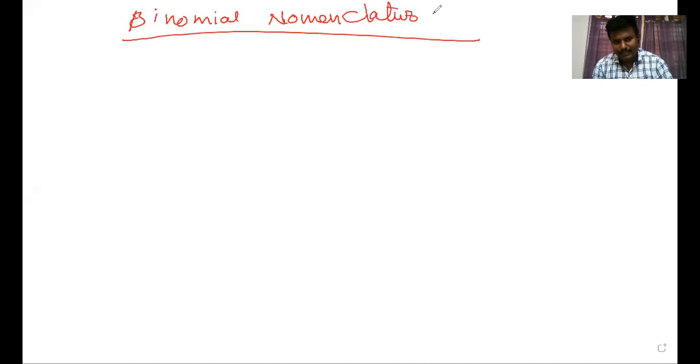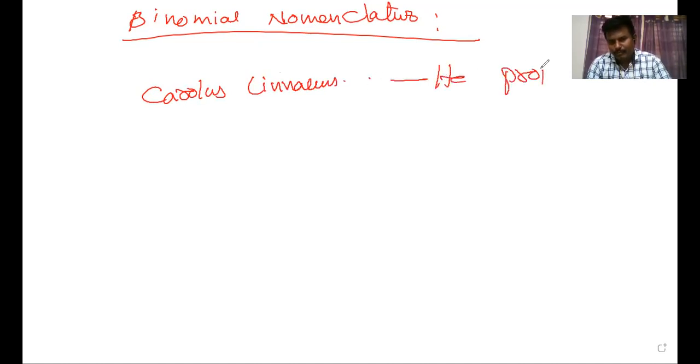Binomial nomenclature. Binomial means two names, giving two names to living organisms. Scientists made several attempts in the field of nomenclature, but the most acceptable and most workable system was proposed by Carolus Linnaeus. He proposed giving two names to the organisms.